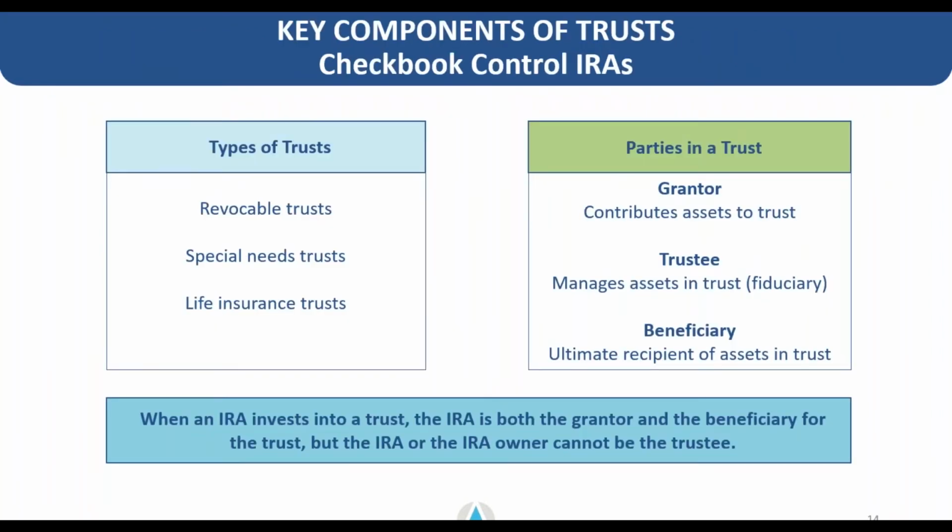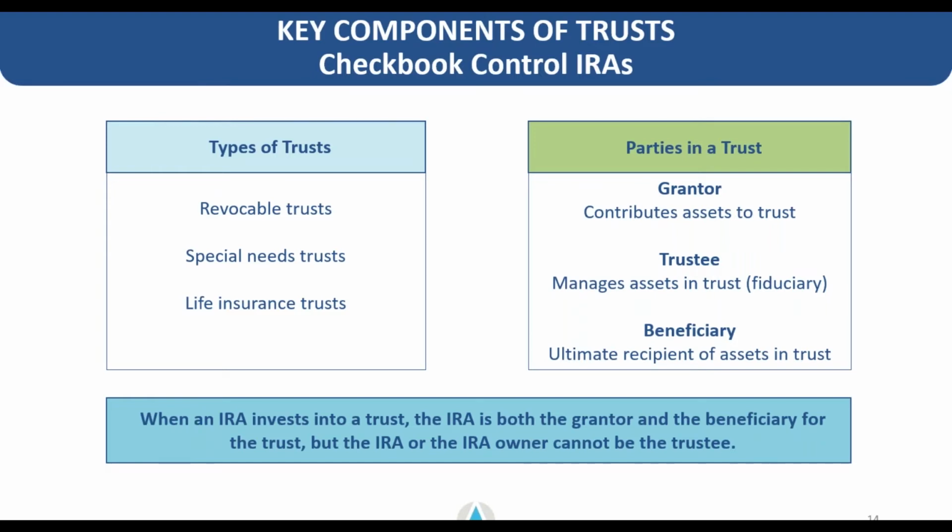So the key components of trusts when you're using checkbook control is the type of trust that's being established, whether it be a revocable trust, a special needs trust, or a life insurance trust, and the parties to that trust. Those are the grantor, which contributes the assets to the trust, meaning basically the retirement account in this scenario; the trustee, which manages the assets in the trust, which usually cannot be the account holder, so there has to be another trustee appointed; and the beneficiary, which is the account holder of the trust, or the retirement account holder specifically.